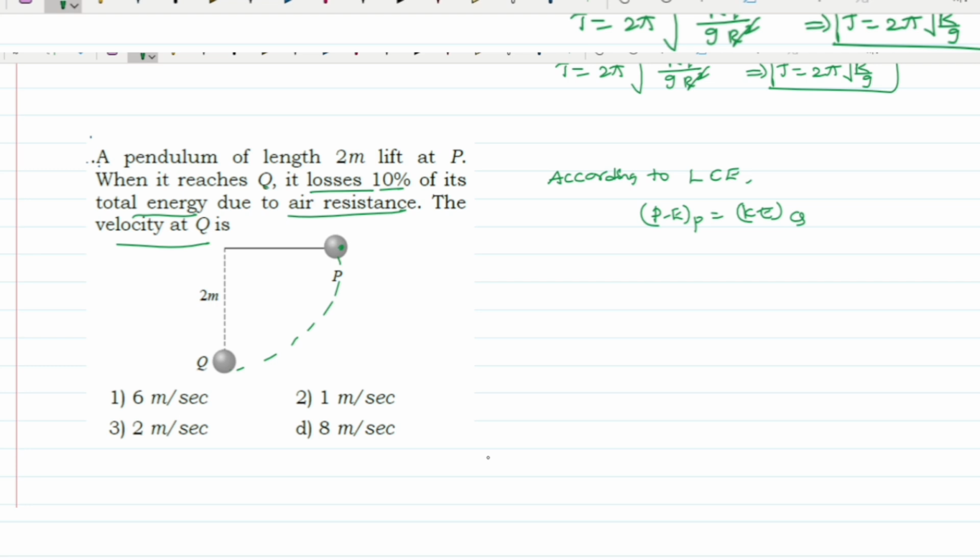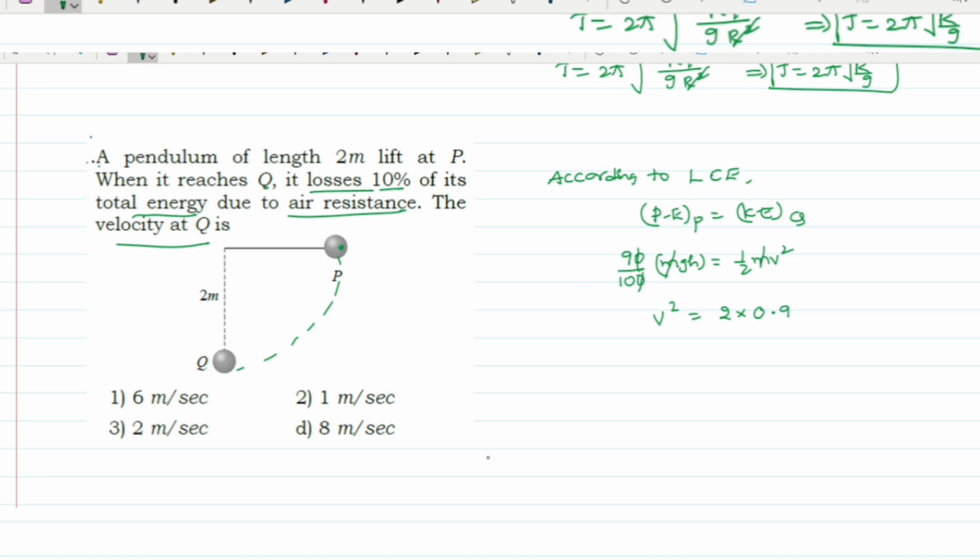Already it has potential energy at the point P, and 10% is lost. Remaining, we get 90%. So 90% of the potential energy is converted into kinetic energy at the point Q, which is half m v squared. Always remember, we can calculate only for the remaining energy. Here m gets cancelled, and we get v squared equal to 2 into 9 by 10, which is 0.9.